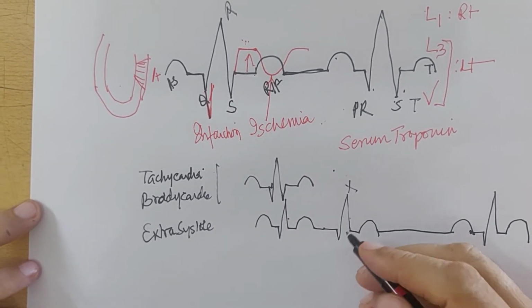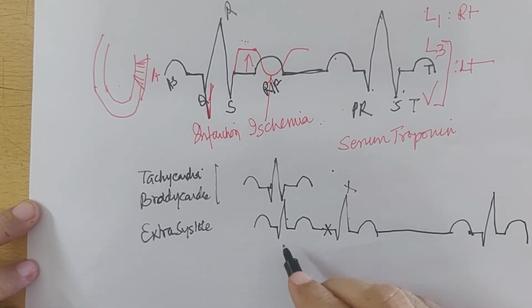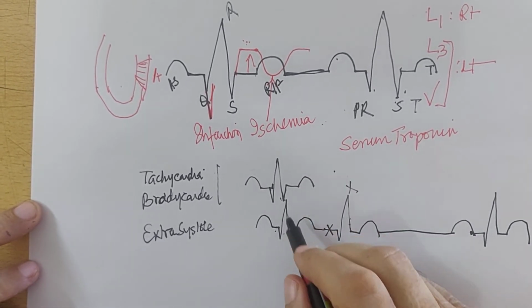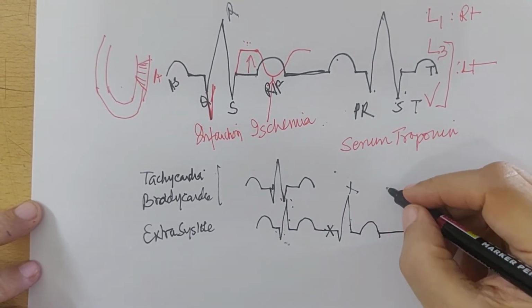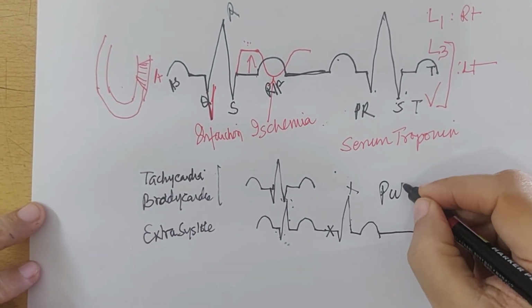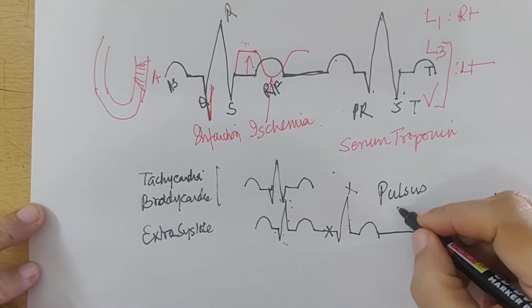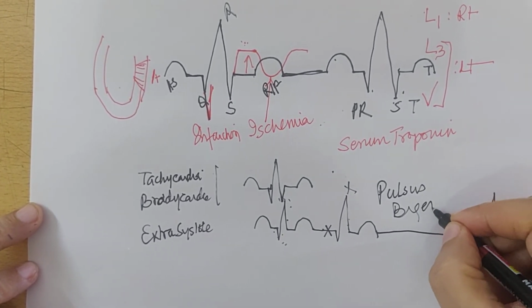And if this extrasystole, that means without a P wave, starts coming after every normal beat, then it is called pulsus bigeminus.